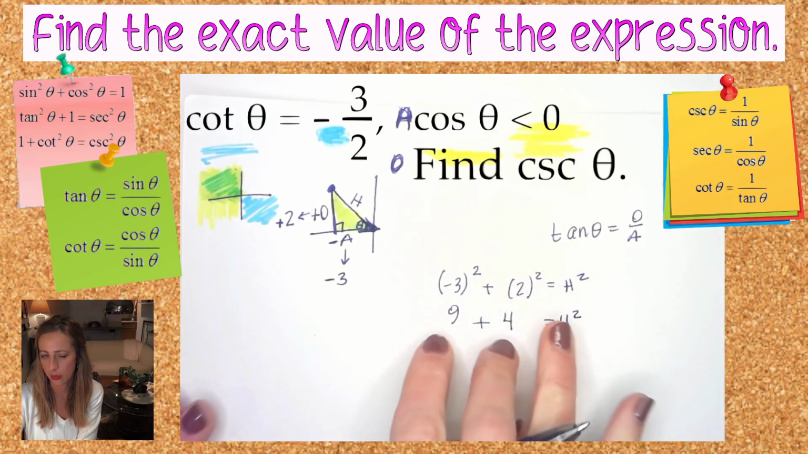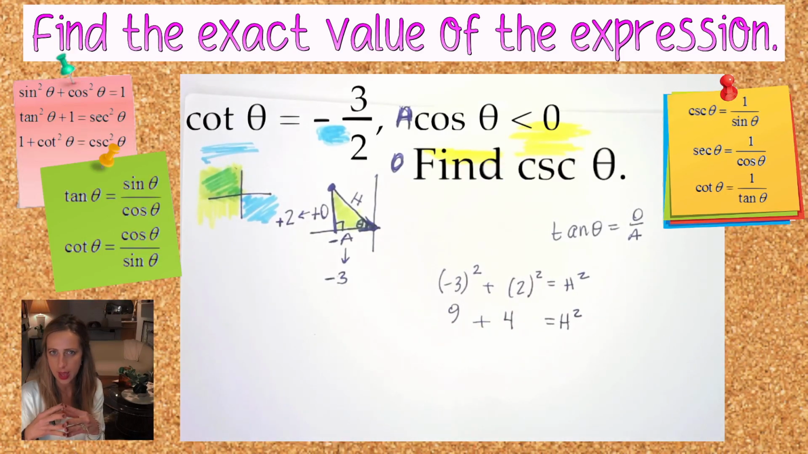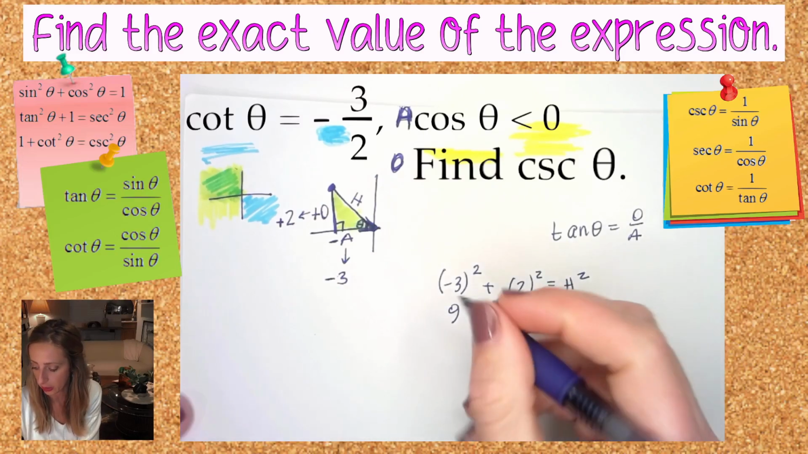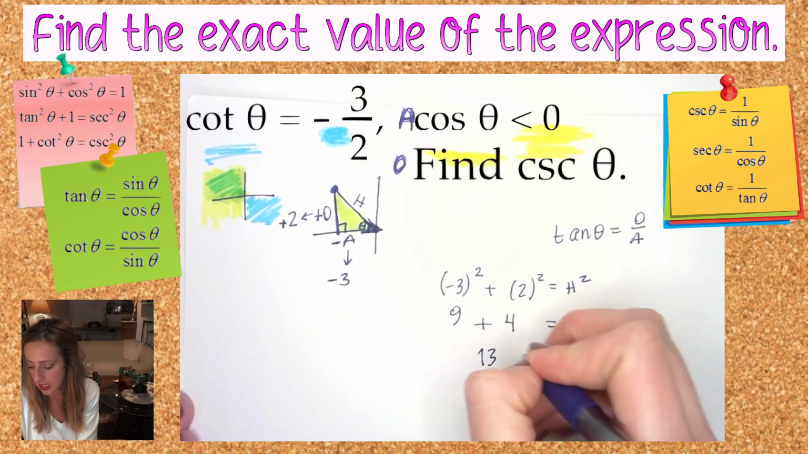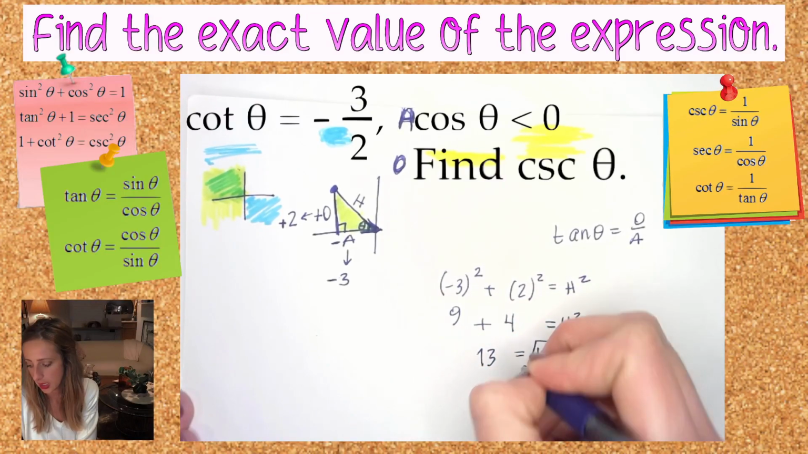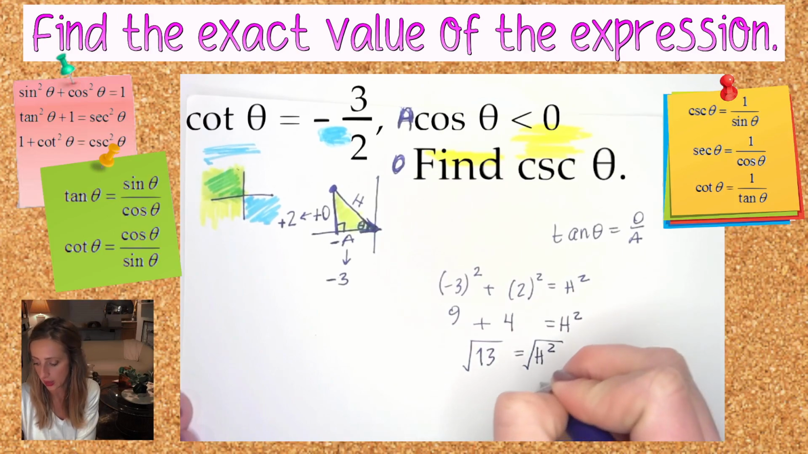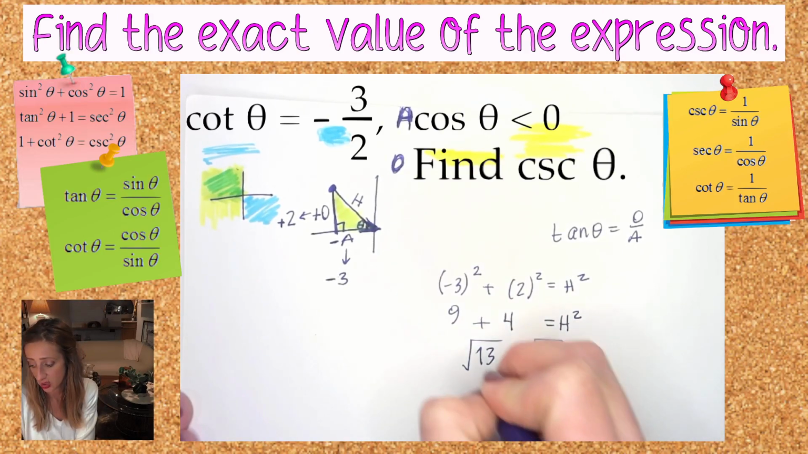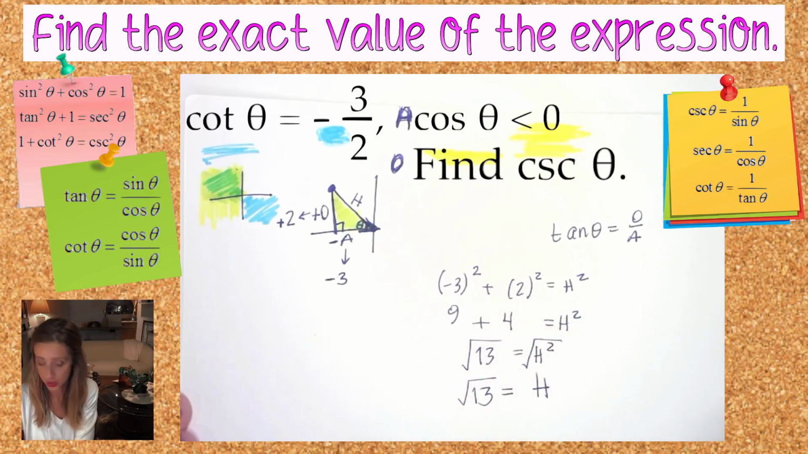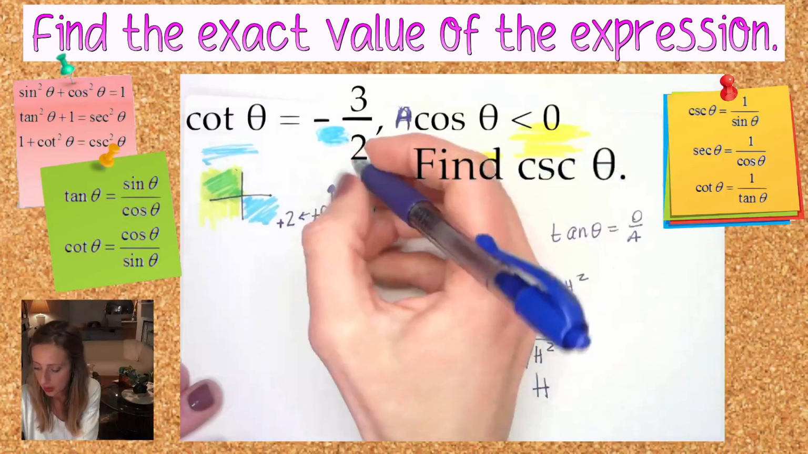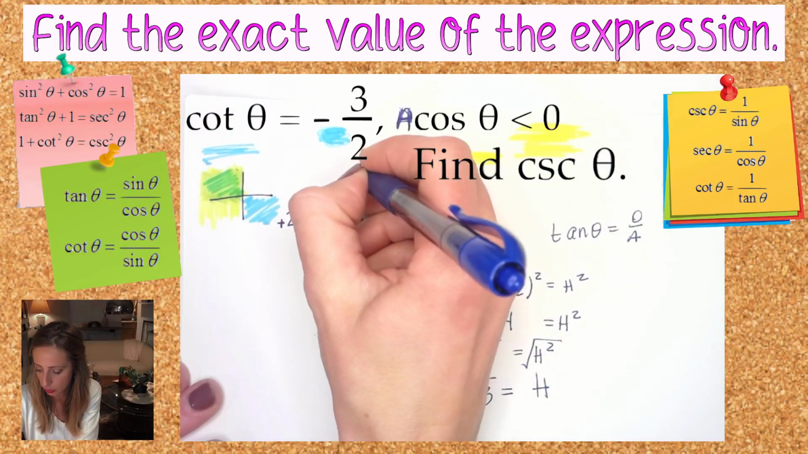Do not get in a habit of thinking the 2 sides you're given are always legs. Sometimes it's a leg and a hypotenuse, and you need to put them into the right places in the Pythagorean theorem. 9 plus 4 is 13 equals h squared. To get h alone, we take the square root of each side. The square root of h squared is h, and the square root of 13 is the square root of 13. 13 is prime, so I cannot simplify it any further. If it were something like 8, that would be 2 root 2, or 12 would be 2 root 3, something along those lines. But 13 is prime. So that right there is root 13.